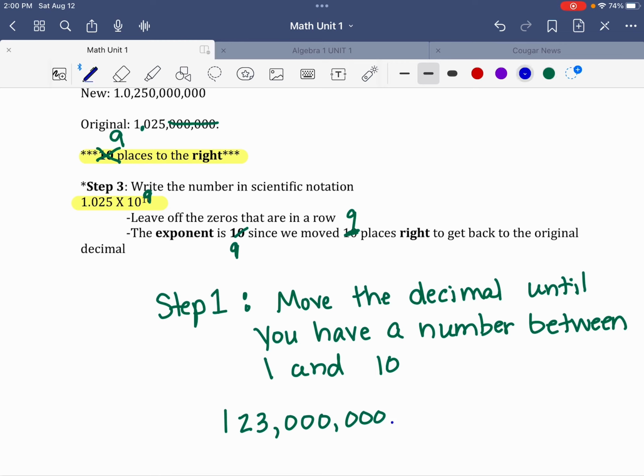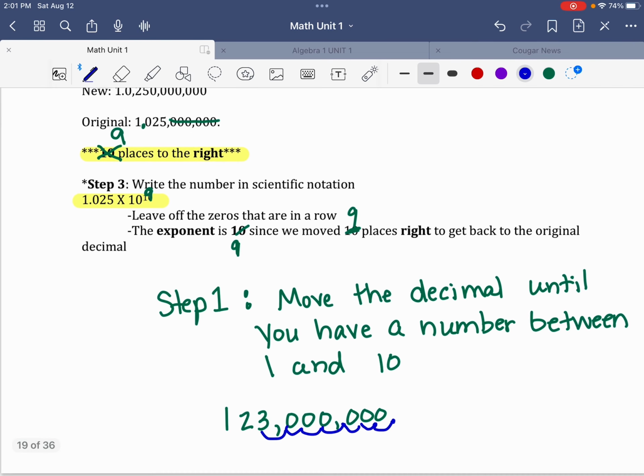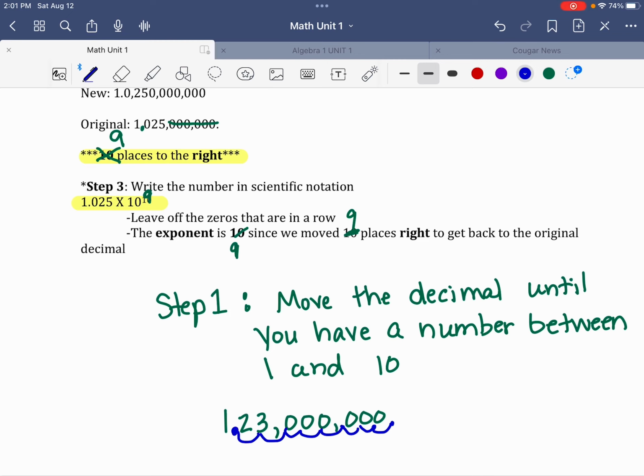The original decimal is here. If I move it 1 place, that's not a number between 1 and 10. If I move it 2 places, that's still not a number between 1 and 10. If I move it 3 places, it's still too big. If I move it 4 places, it's still not. If I move the decimal 5 places, or 6 places, or even 7 places, that's not a number between 1 and 10. I need to make it a number between 1 and 10, which means I'll put it right after that first number, which is 1.